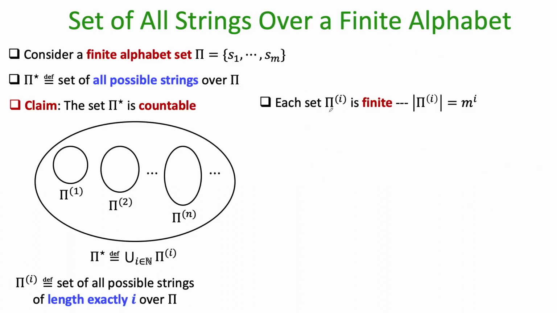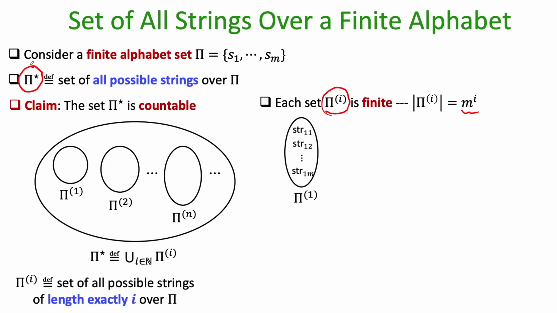It is easy to see that each subset Π^i is finite, because each such subset will have m^i number of strings, and the set Π* is the union of all such subsets, so it will have an infinite number of elements. But now we want to show a valid sequencing of the elements in the set Π*.